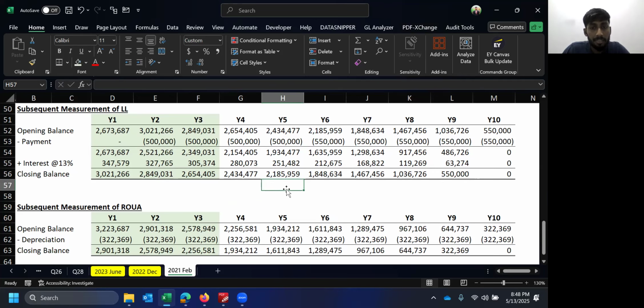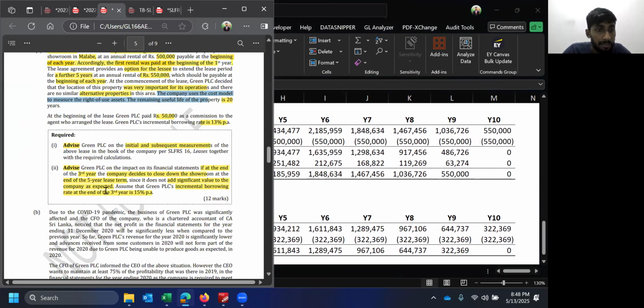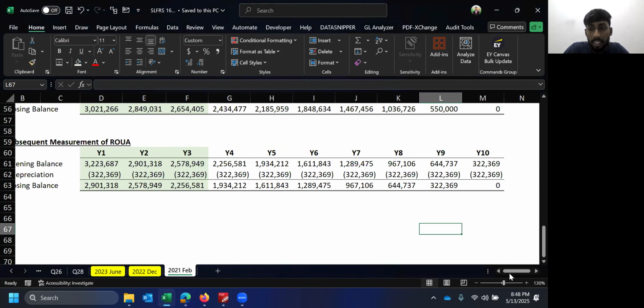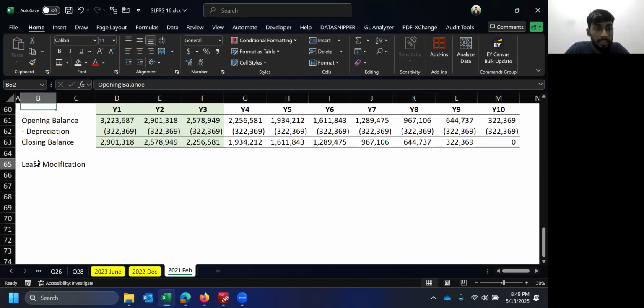Then what are they saying? Then we need to answer the second question. What is the second question again? In the second question, it says, if at the end of the third year, the company decides to close down the showroom at the end of the 5th year of the lease term, since it does not add significant value, now we need to remeasure the lease liability. So let's say lease modification. We need to advise on that as well.